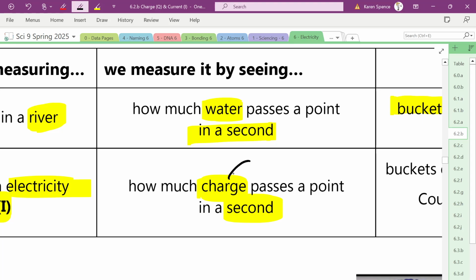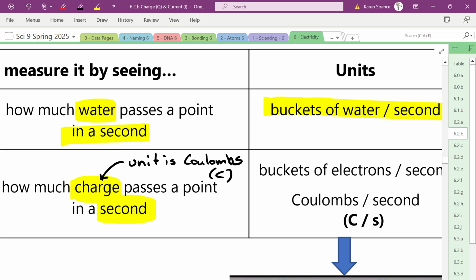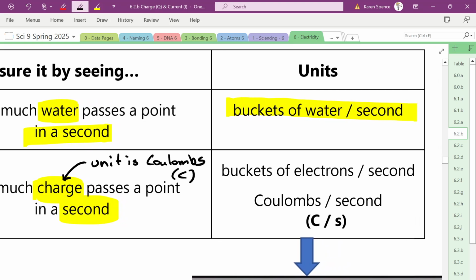So the unit of charge, what's the unit of charge? Coulombs, which is C. Okay, so we're going to have buckets of electrons per second. So a bucket of electrons is a coulomb, so it is coulombs per second, or C over S. And I'm going to rewrite this as coulombs per second, but it's okay to write it with the little slash way as well, okay?